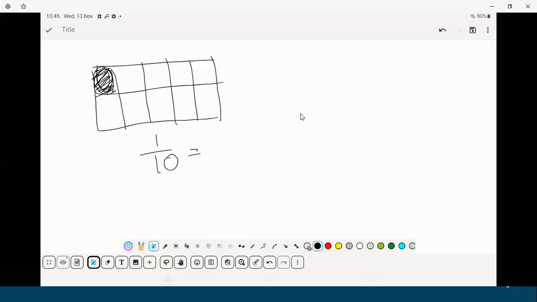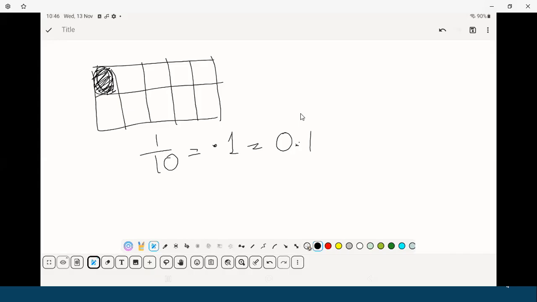So how will we write 1 by 10 as a decimal? Whatever the number after the 1, we will write simply. This is 0.1, or zero point one, both are the same. How will we read it? We will read it as zero point one.